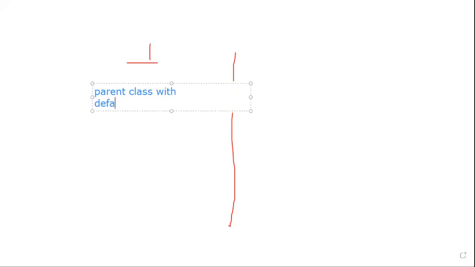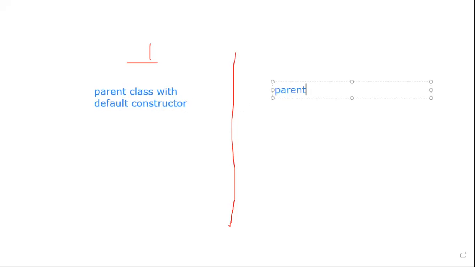If I write this down in terms of code, in the first case we have a parent class with a default constructor. And then in the second case, we have a parent class with a parameterized constructor. So these are the two cases we have.